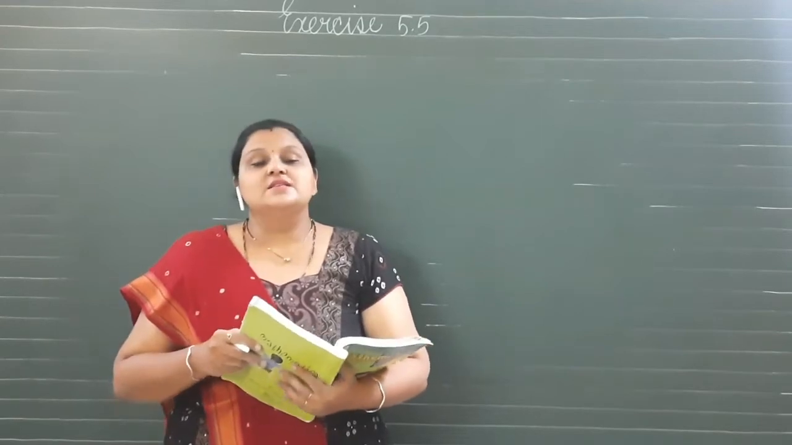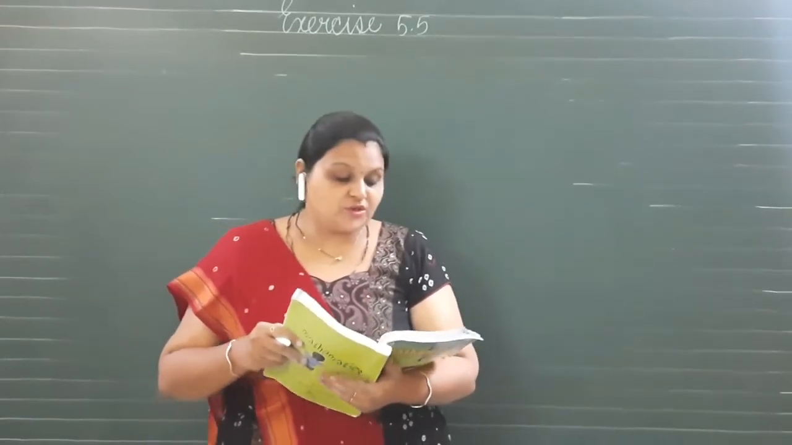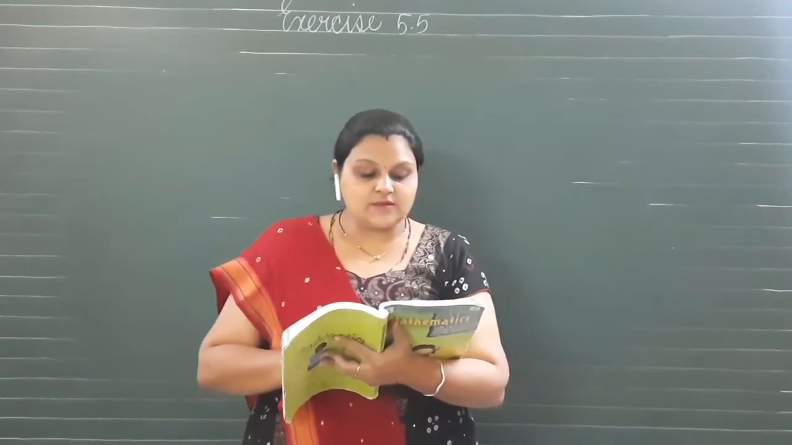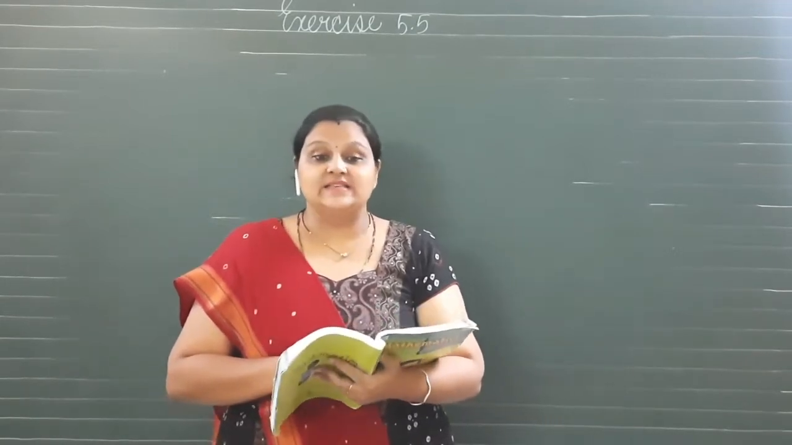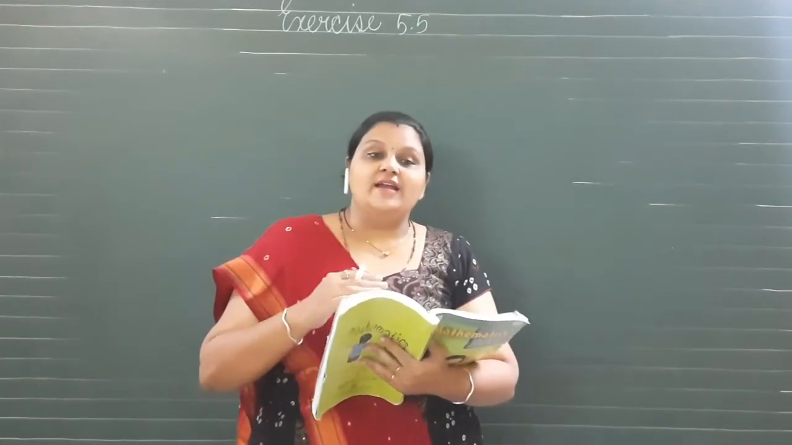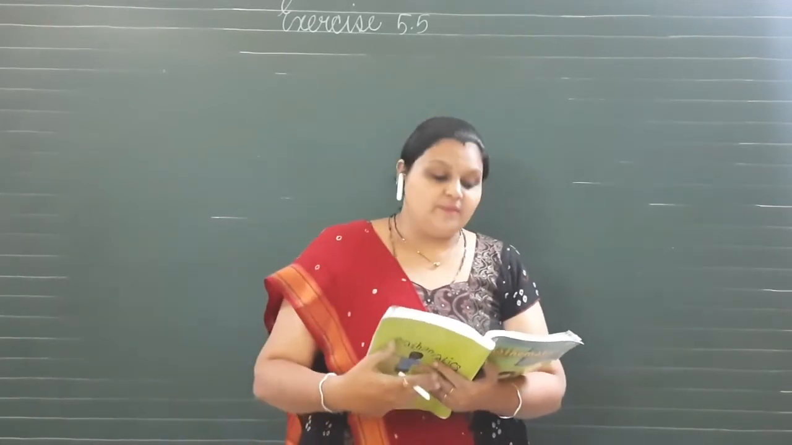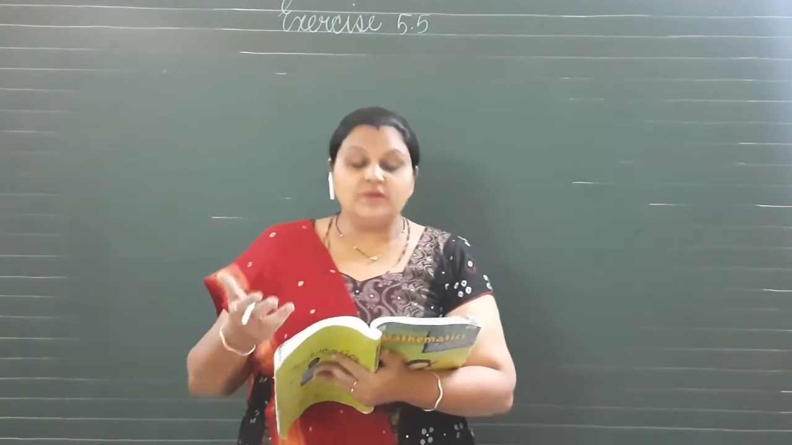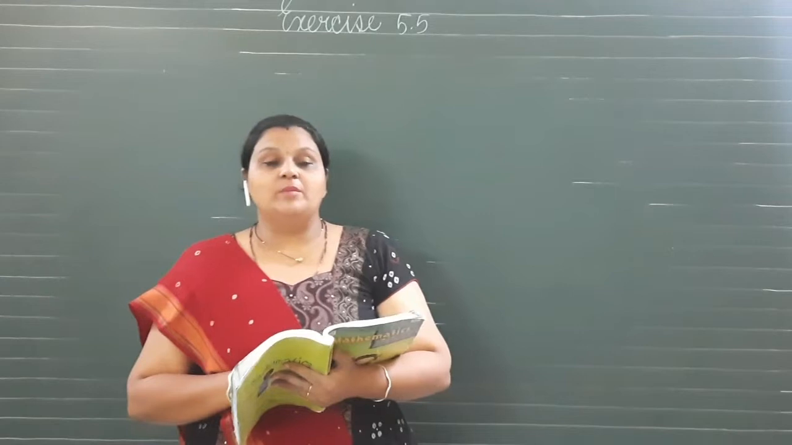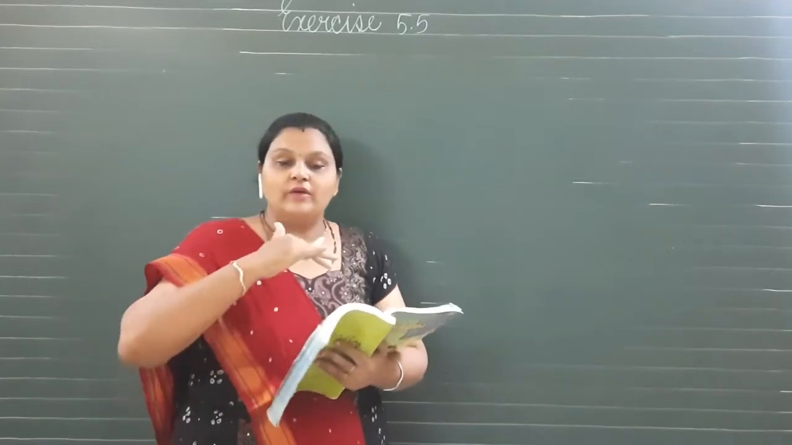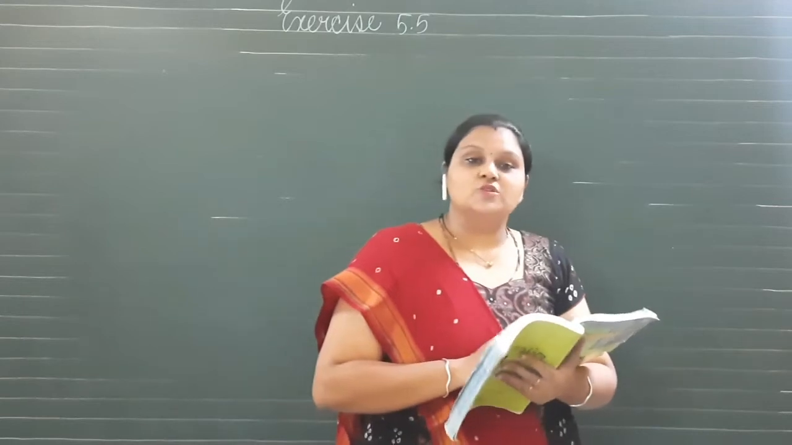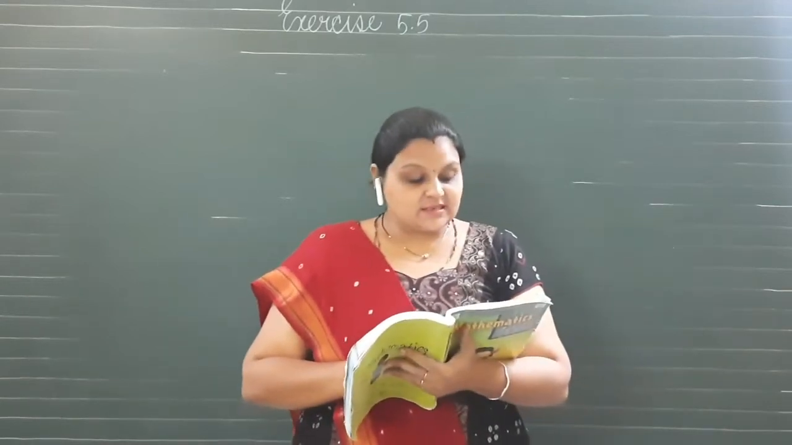Now let us see exercise 5.5. Question number 1. Which of the following are models for perpendicular lines? Now here we have to say whether it can be a perpendicular line or not. First, adjacent edges of a tabletop. Now we know how it is. Adjacent edges of a tabletop are always perpendicular to each other. So we have to say yes.